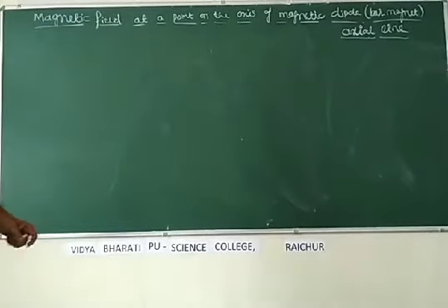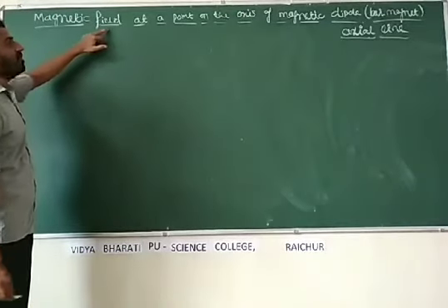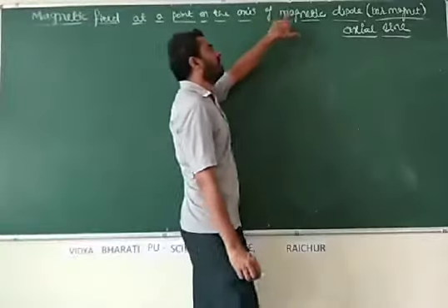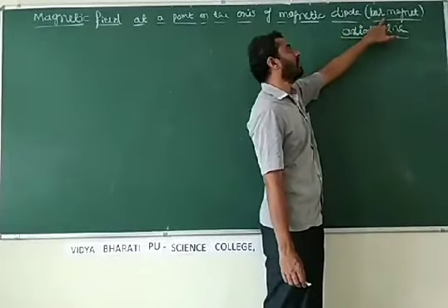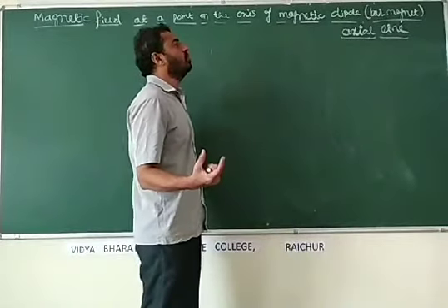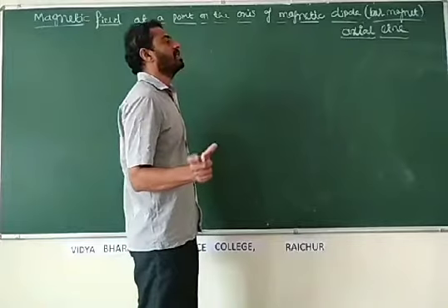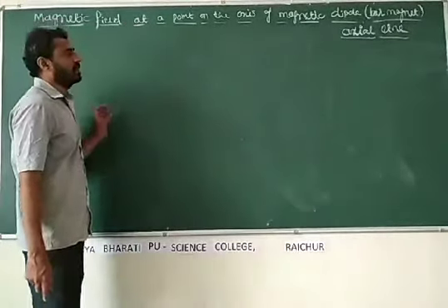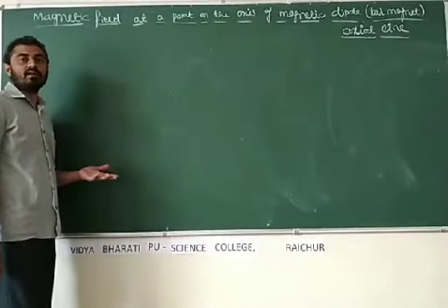This is what we discussed so far. Now today let us come to the magnetic field at a point on the axis of a magnetic dipole. For a magnetic dipole, here I take a bar magnet. A bar magnet is a magnetic dipole, because it has two equal poles of opposite nature, north and south, separated by a certain distance. Here we are deriving an expression to find the magnetic field strength or magnetic field intensity.